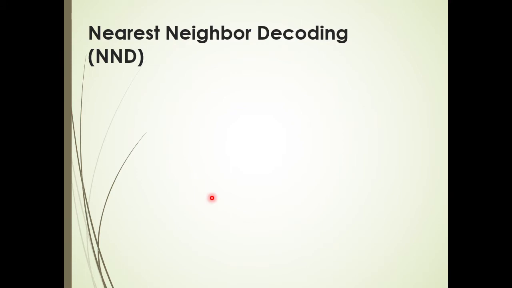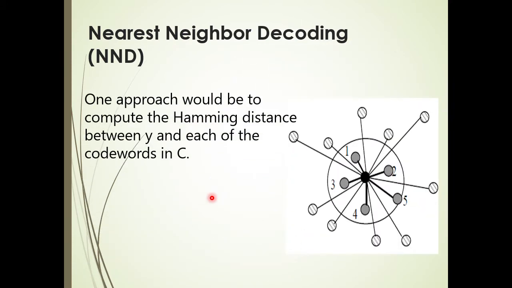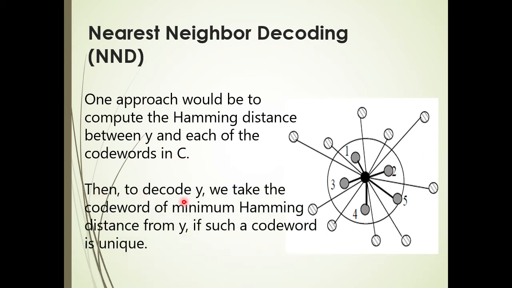So what is this nearest neighbor decoding? For the nearest neighbor decoding, the idea is to compute the Hamming distances between Y and each of the code words in C. In other words, we compute the Hamming distance of the received message to each and every valid code word in C. Now, in order to decode Y, we take the code word with minimum Hamming distance from the received message. If such a code word is unique, then we are able to decode the received message.